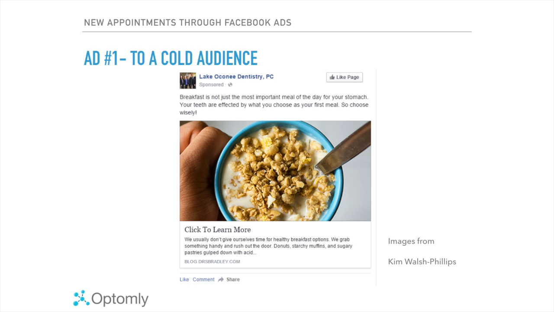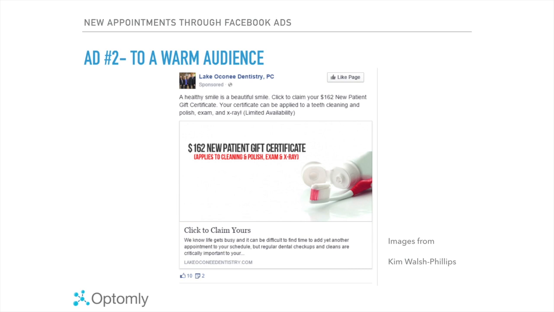In this example, the practice tested several different images and worked out which one was working the best. Surprisingly, the ad that had the best result was the article about the best breakfast type for your teeth. Patients who clicked on the first ad were then shown another. This is to a warm audience because they already knew a little about the practice.